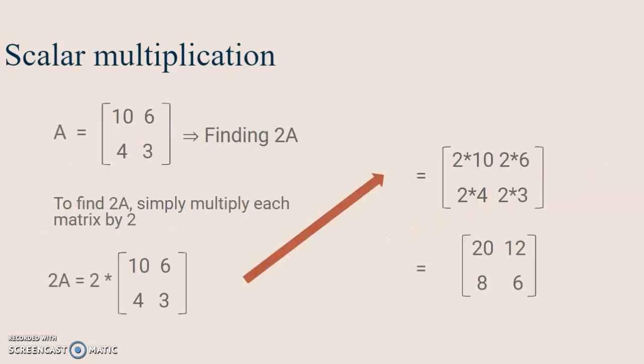Here's an example using matrices. So A is equivalent to 10, 6 and 4, 3. Finding 2A. 2A would be 2 times the coordinates, giving you 20, 12, and 8 and 6.